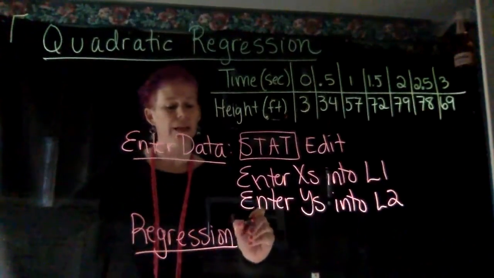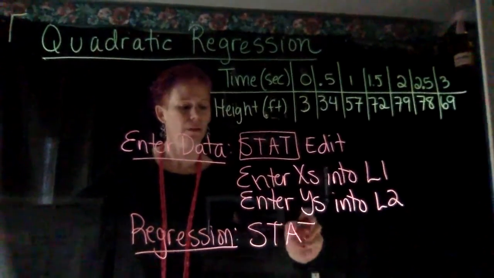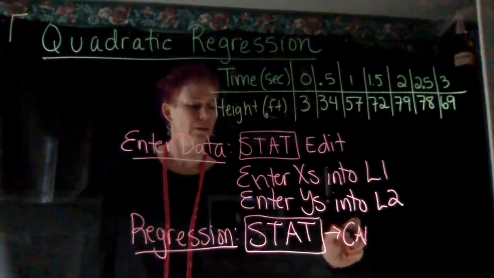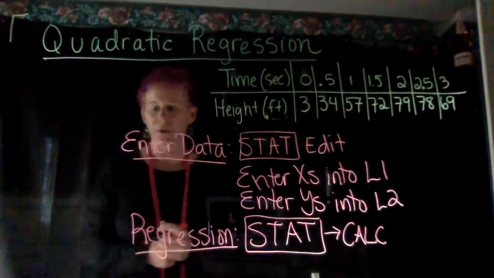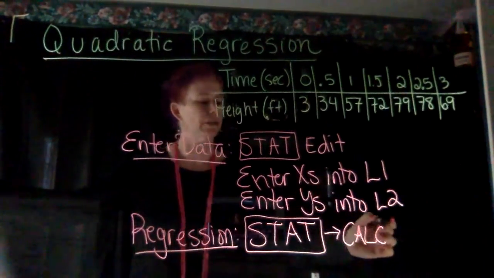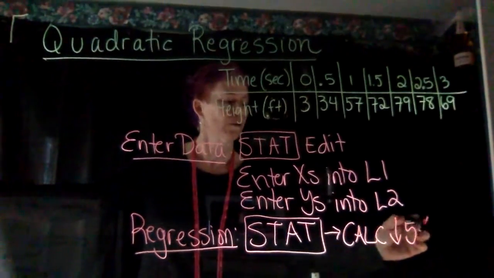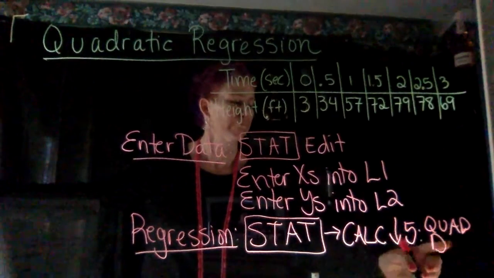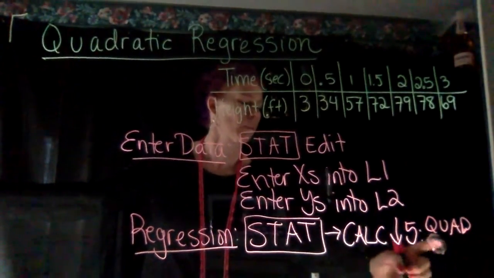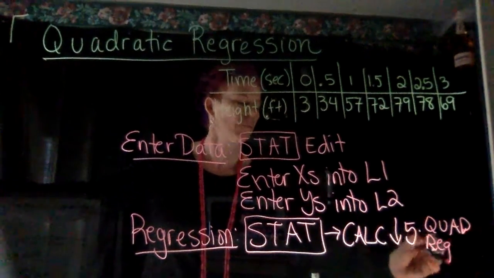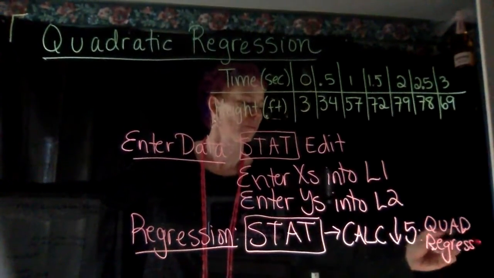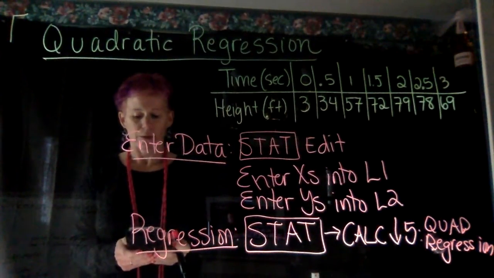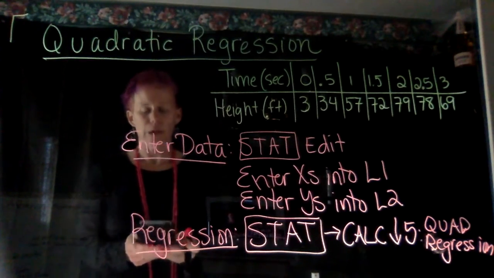And you're going to go back to stat, over to calc, and then you want to scroll down. We're looking for number 5, which is our quadratic regression. So stat, over to calc, down to quadratic regression, and then you're going to enter all the way through.